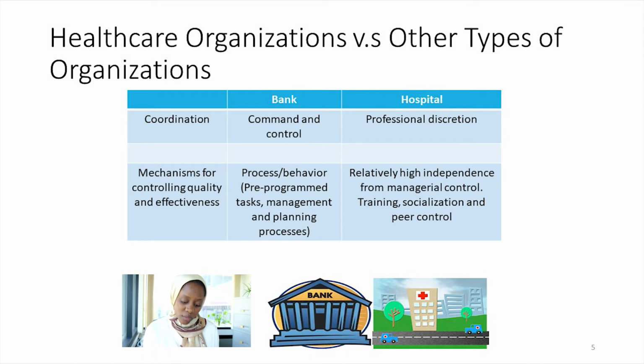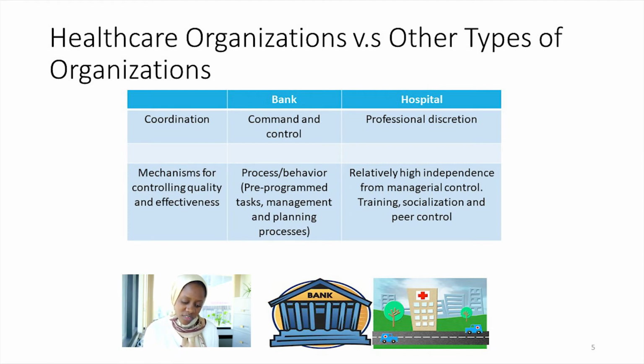Now, in terms of control, when we talk about control for a hospital, it comes mostly upstream from the training of the healthcare professionals. So the control of quality and effectiveness comes from the training. The way that professionals are trained to conduct their work helps the control. Or it can come from the professional associations or peer control. It usually does not come from the top level of the organization.